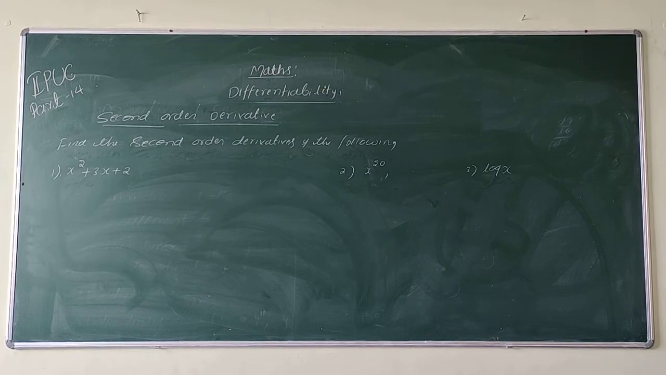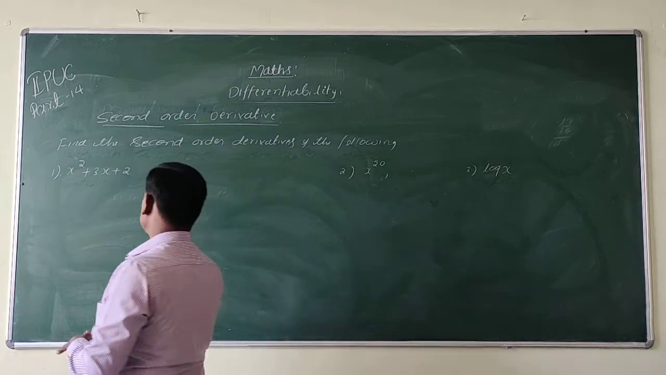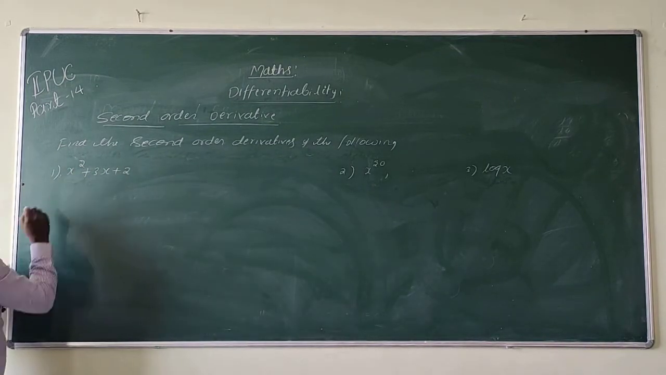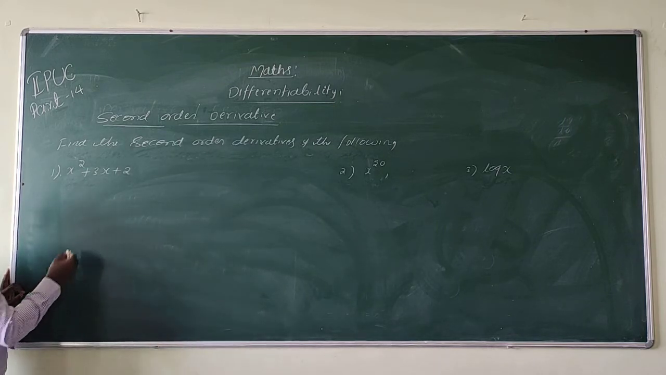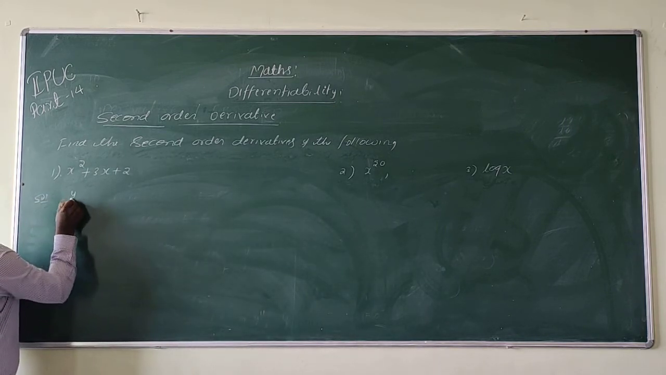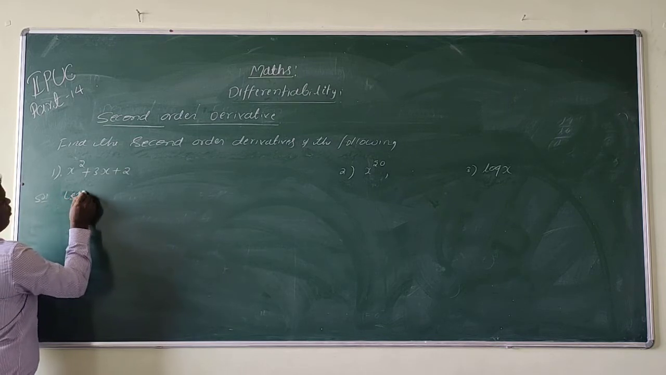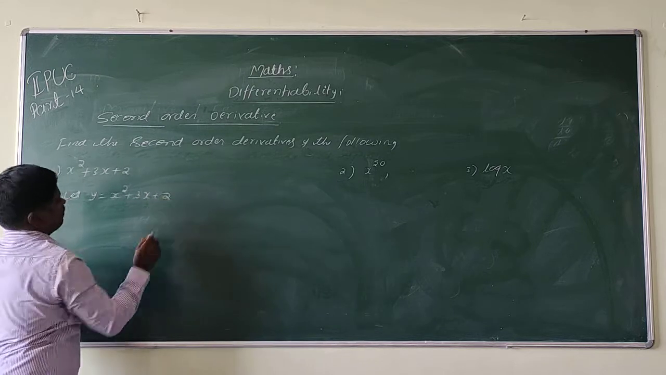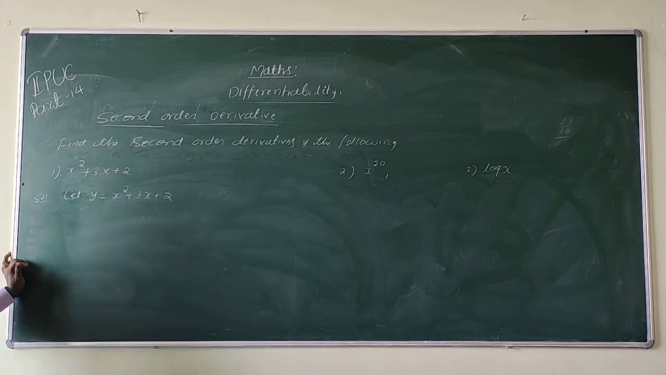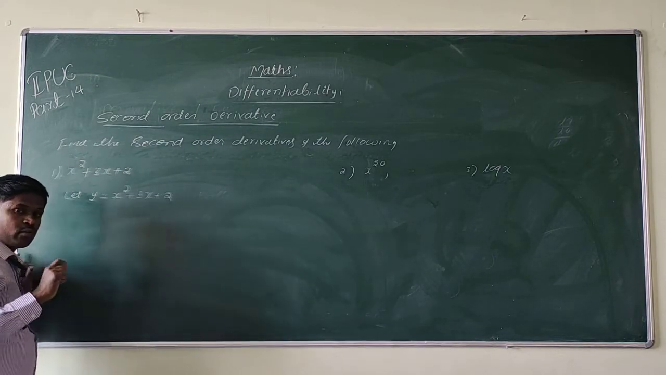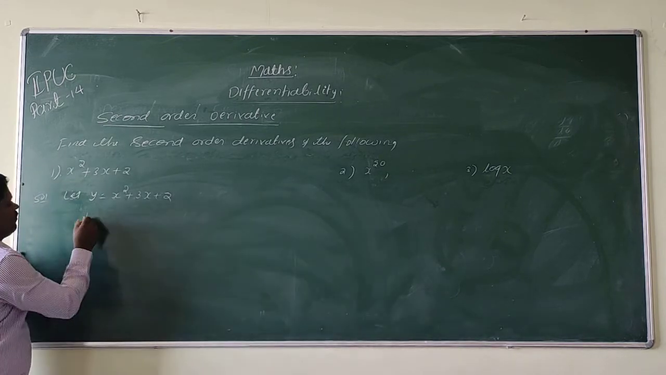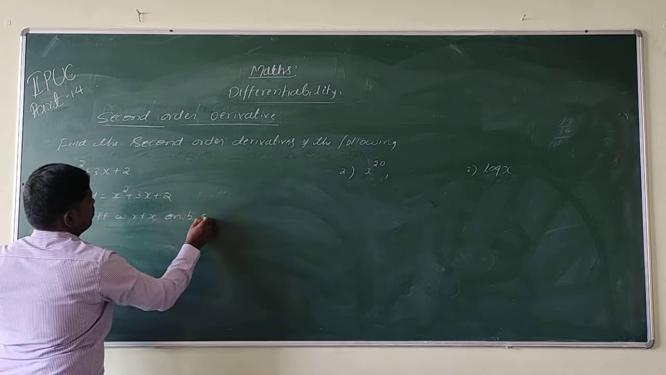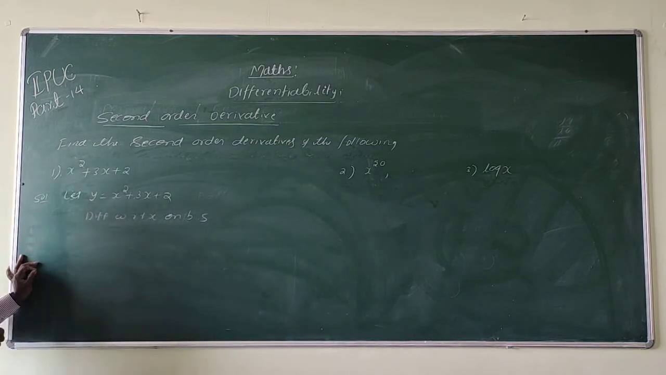Next we discuss some second order derivative problems. Find the second order derivative of the following. The first one is x square plus 3x plus 2. Solution: let y is equal to x square plus 3x plus 2. This is the given equation. We need to find the second order derivative, which is d square y by dx square. So we differentiate the equation with respect to x on both sides.